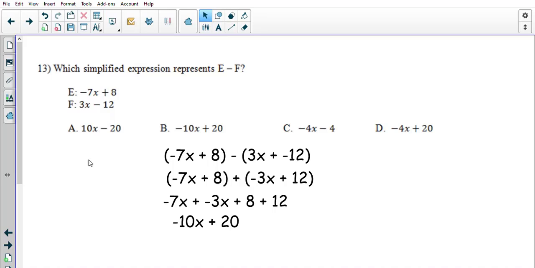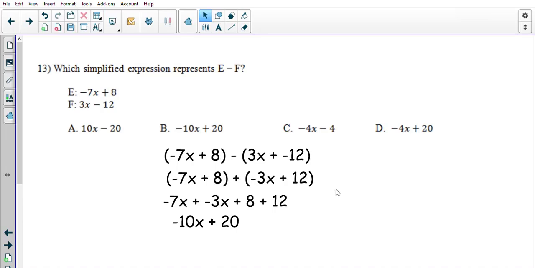Taking a look at number 13, it says, which simplified expression represents E minus F? So as I'm looking through this, I know I'm going to take negative 7x plus 8 minus the 3x minus 12. I did add the opposite as I typed up, but I wrote down 3x minus 12 as 3x plus negative 12. Now, steps 2 and 3, change subtraction to addition. Positive 3x becomes negative 3x, negative 12 becomes 12.